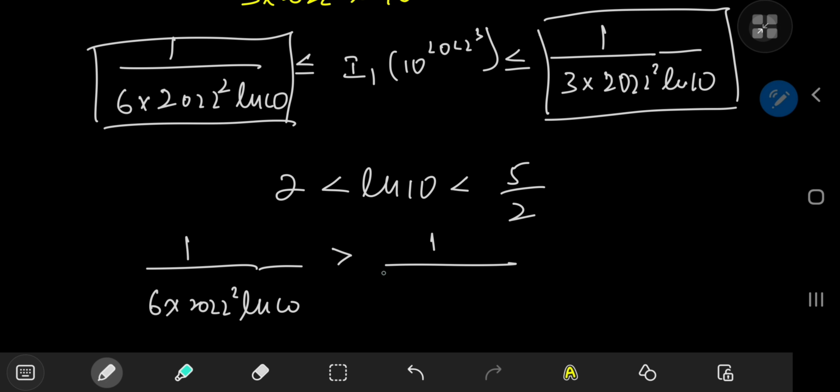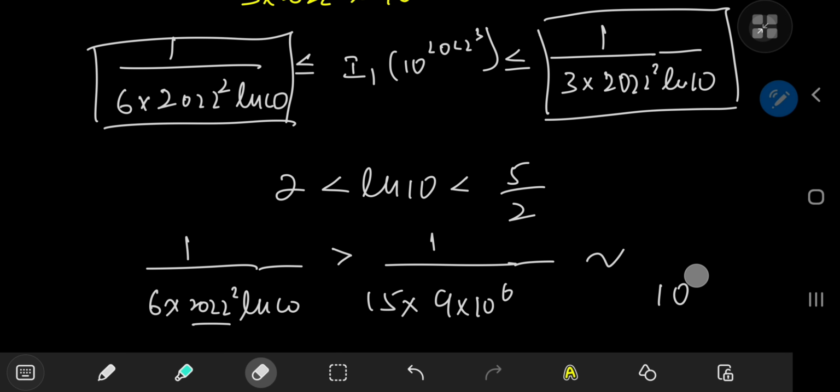So this is going to be greater than 6 times, replace 2022 by 3000. So 3000 squared is 9 times 10 to the 6th power, times 5 by 2. Okay, cool. So you have some nice cancellation taking place here, and you're left with a 15 term. So this is 15 times 9 times 10 to the 6th power, and 15 times 9 is a 3-digit number. So hopping the decimal point over there, yeah, this is of the order of 1 by 10 to the 8th power, or of the order of 10 to the negative 8. Okay, cool.